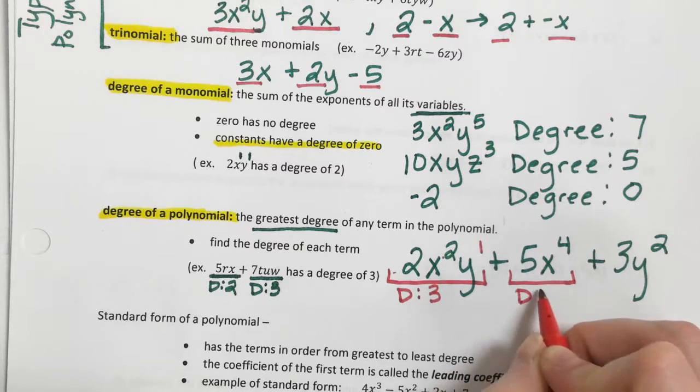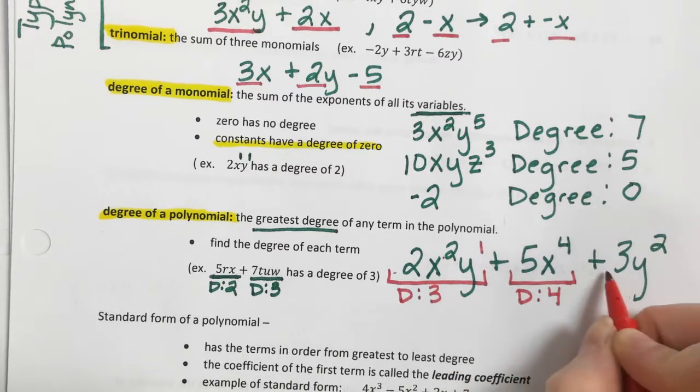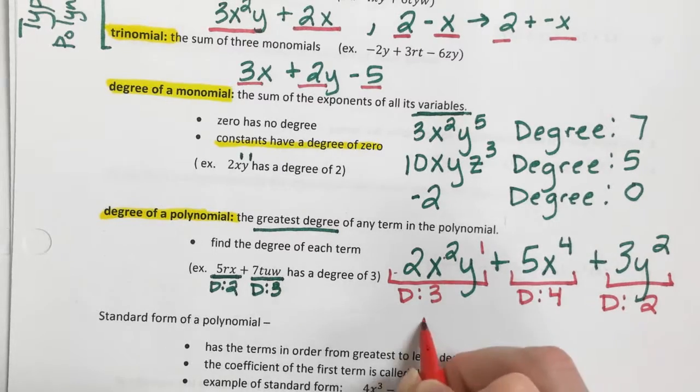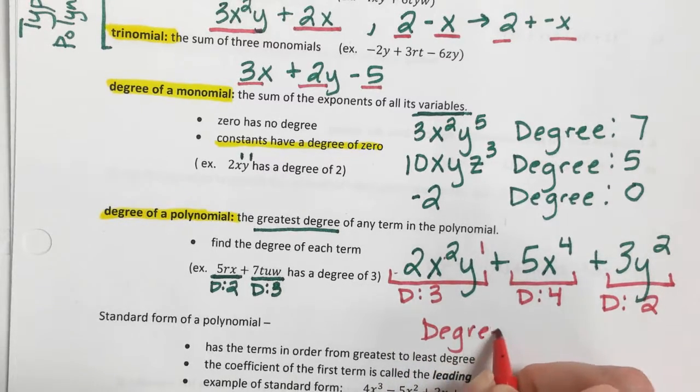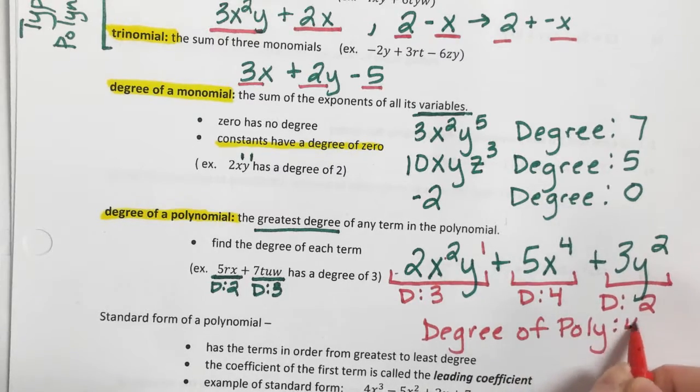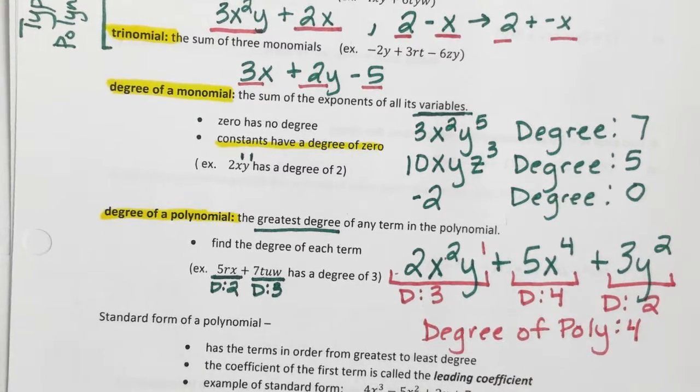Okay, what's the degree of this one? And the degree of the last one? Okay, so now I can say the degree of the polynomial is the highest one. So that is 4. The problem that a lot of people have is they want to add all of them together. And so the degree of the polynomial is 9.